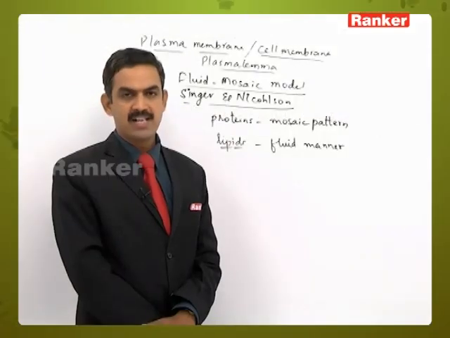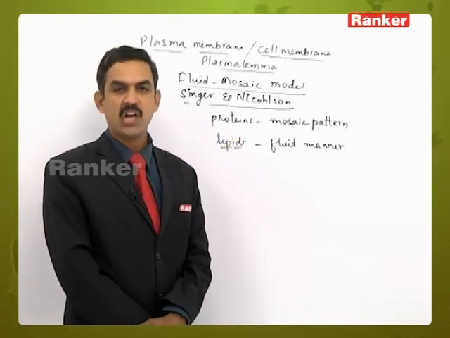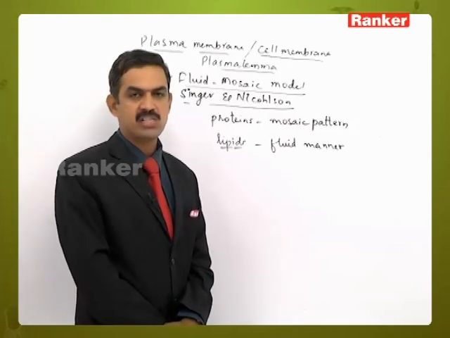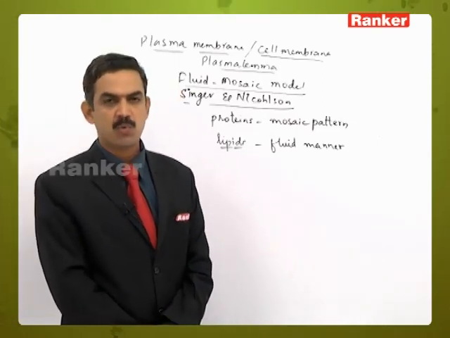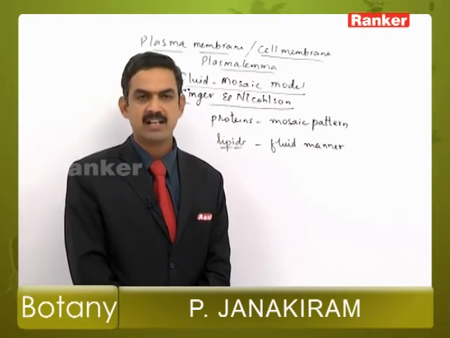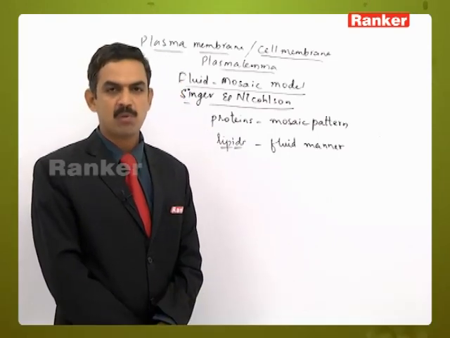The fluid lipid layer is present, and in that fluid lipid layer many proteins are irregularly arranged in a mosaic pattern. This type of organization has a quasi-fluid nature. This quasi-fluid nature is useful for various properties of the plasma membrane like repair, growth, cell division, and also the selective permeable property.